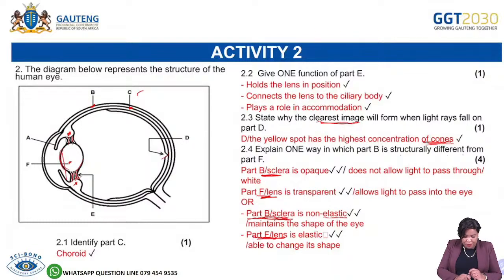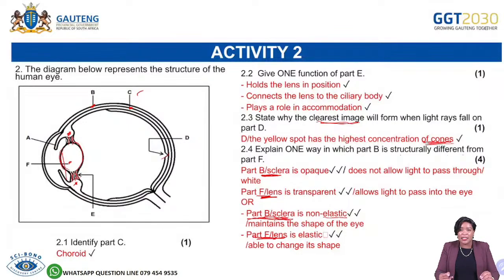However, part F, which is our lens, is elastic. Why is it elastic? Because it is going to enable the shape to change, or it is going to allow the lens to change its shape. So hence it is elastic. Imagine if it was rigid like the sclera, it will not be able to change its convexity to being more convex or less convex. So you need it to be elastic to allow that movement to happen. So that is your lens. So those are the two differences, and this is a question that can appear also in the examinations.